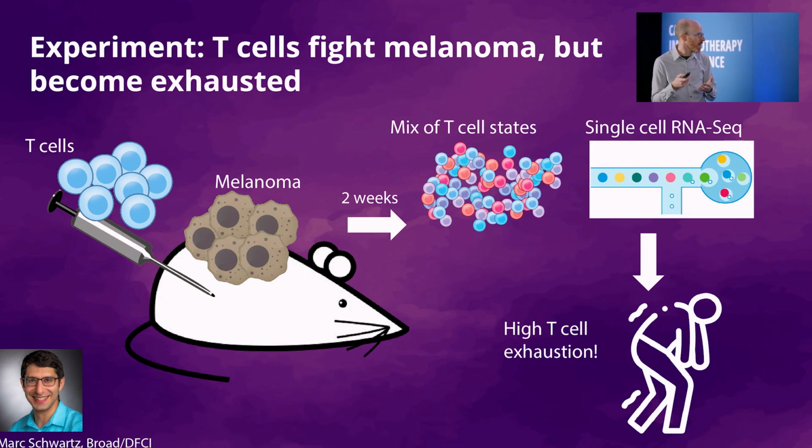And what he saw when analyzing those T cell states that came out of the single-cell RNA sequencing analysis was that a high proportion of T cells were in the terminally exhausted T cell state. And that's not surprising because we know that in the tumor environment, T cells get driven towards terminal exhaustion.